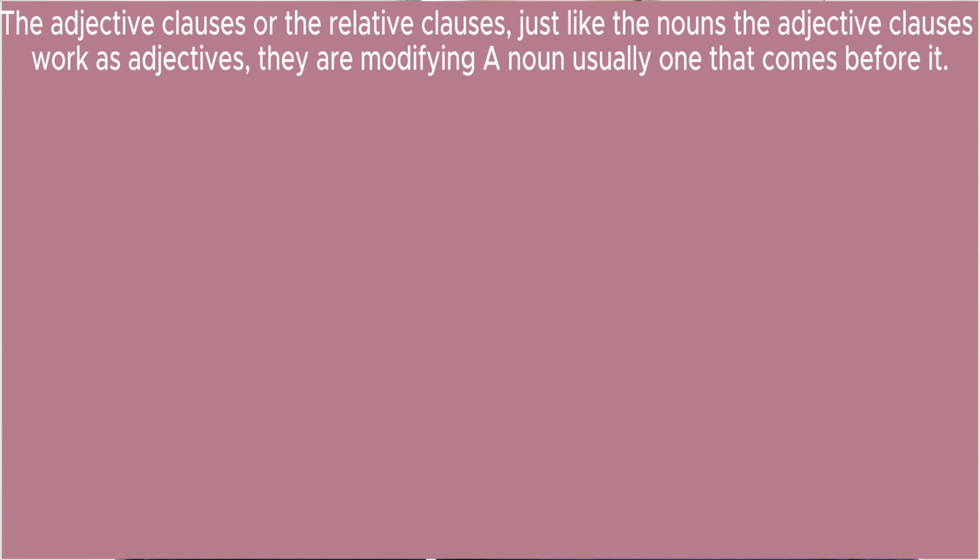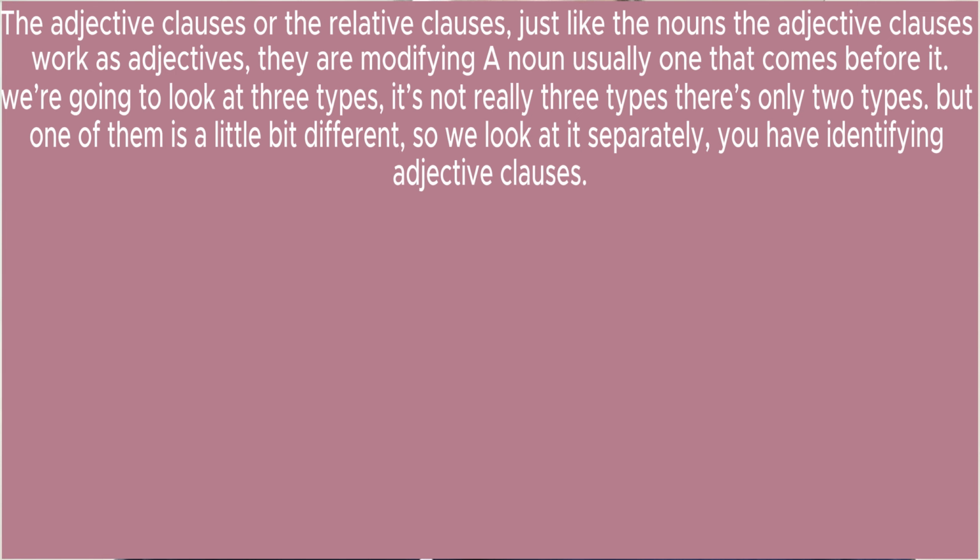Okay, so now we're going to look at the adjective clauses or the relative clauses. Just like the nouns, the adjective clauses work as adjectives. They are modifying a noun, usually one that comes before it. We're going to look at three types. It's not really three types, there's only two types, but one of them is a little bit different, so we look at this separately. You have identifying adjective clauses, in which case you do not use commas.